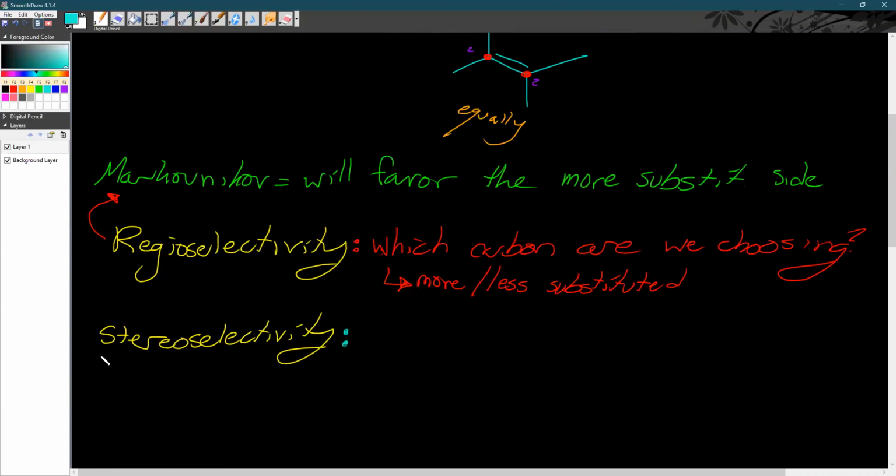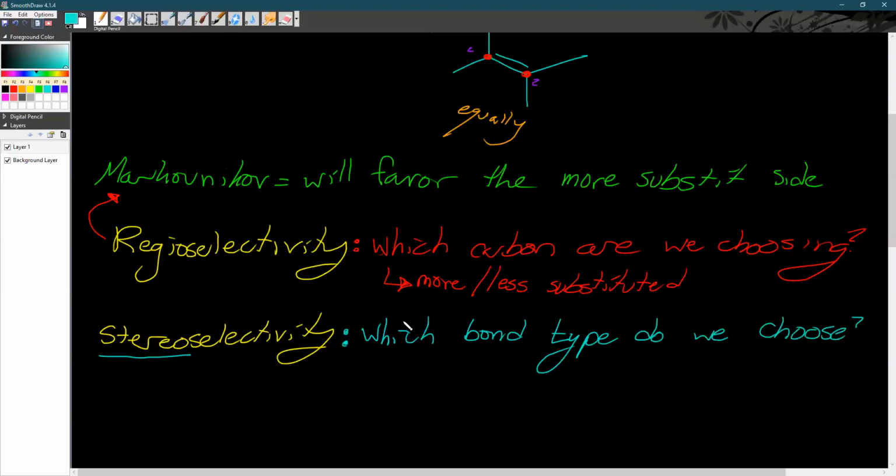Now, you might be recognizing the stereo part and cringing because of stereoisomers, but it comes from the same idea: when we add a group, which bond type do we choose? Okay. And what you're going to see is that when we add things to the carbon-carbon double bond, we're going to be degrading it into a carbon-carbon single bond. And sometimes things get put onto the wedge, whereas sometimes they're put onto the dash. All right. And so this is stereoselectivity.